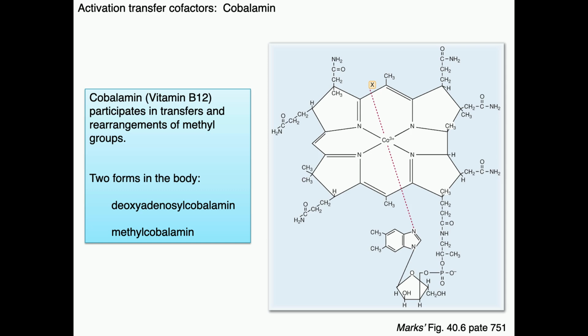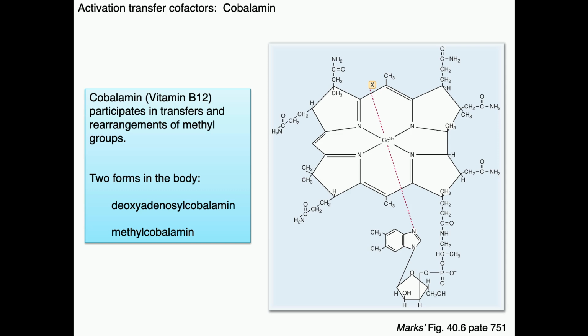Okay, vitamin B12 is the final activation transfer cofactor that I'd like to discuss. Vitamin B12 is present in our diet from animal sources, so vegans can be susceptible to vitamin B12 deficiency if they don't have some other source of it. So the structure is shown here.